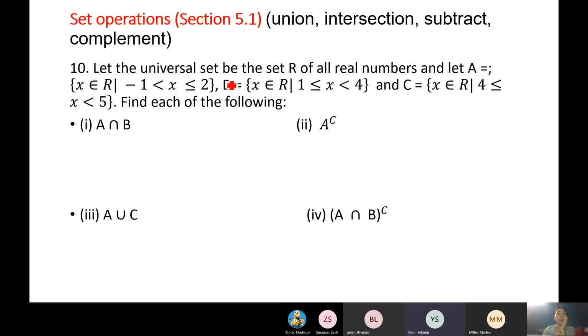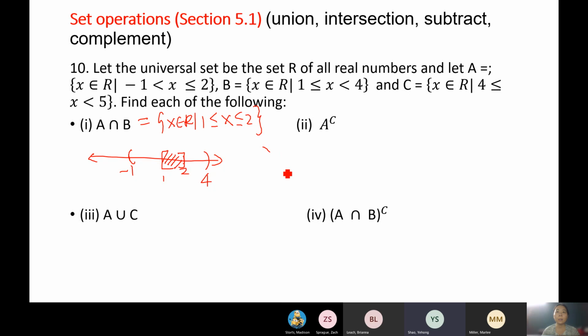Now let's look at the next one. I don't see any big problems. Usually you can draw a number line to help you. For example, A goes from -1 to 2, so it goes from here to here, and B is from 1 to 4. So apparently the overlapping part is from 1 to 2. I noticed some students missed the equal sign, because 1 is included in there, so you must have an equal sign here.